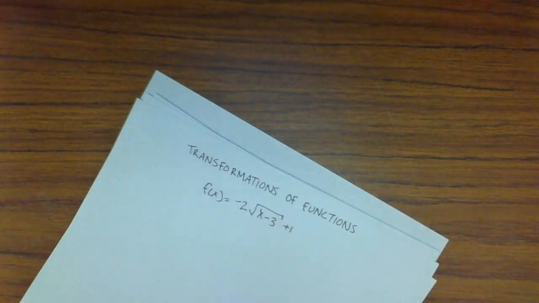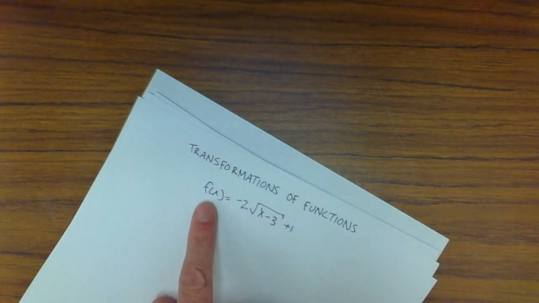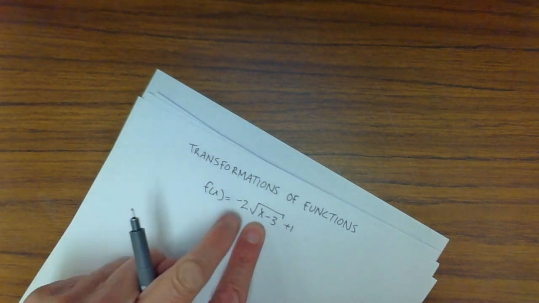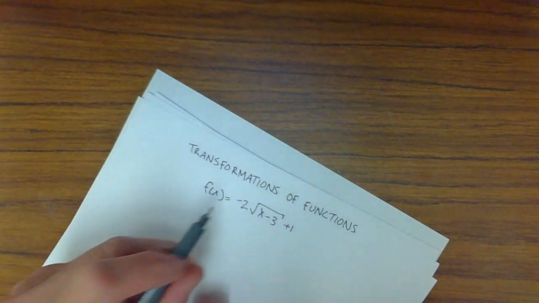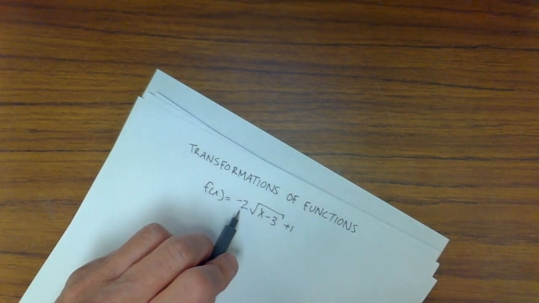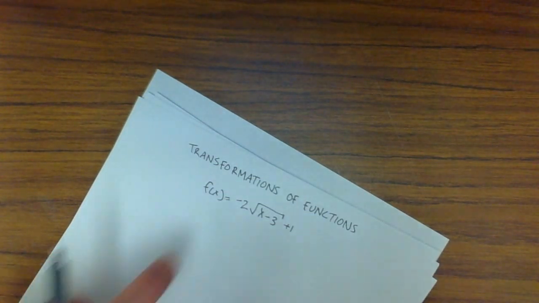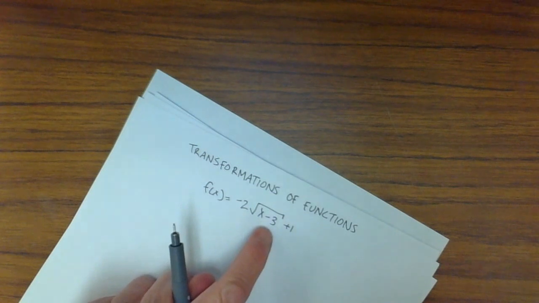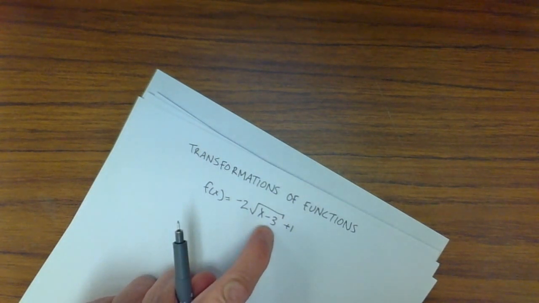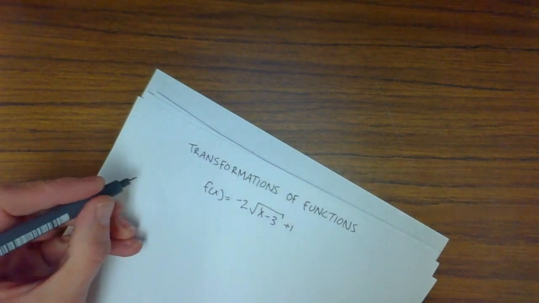We're considering multiple transformations of the square root function. It's been reflected in the x-axis because it's multiplied by a negative. It's been vertically stretched by a factor of 2. It's been moved over to the right 3 units, and it's been moved up 1 unit.